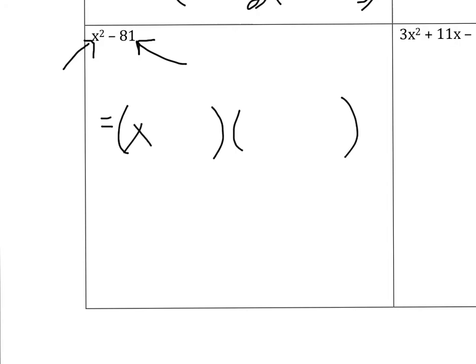The first term of each factor will be the square root of the first term of the difference of squares. And the second term of each factor will be the square root of the second square. Toss a plus and a minus in there, and you're done. Why don't you multiply that out on your own here and see that that actually will give you x squared minus 81.